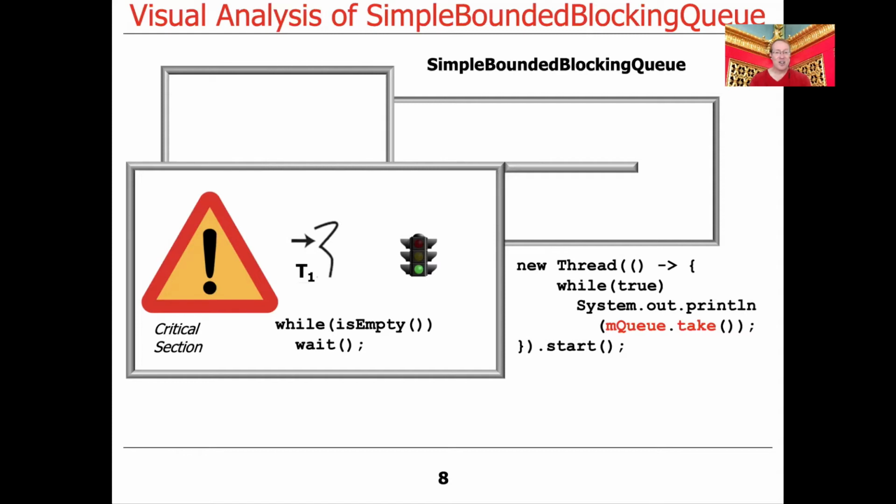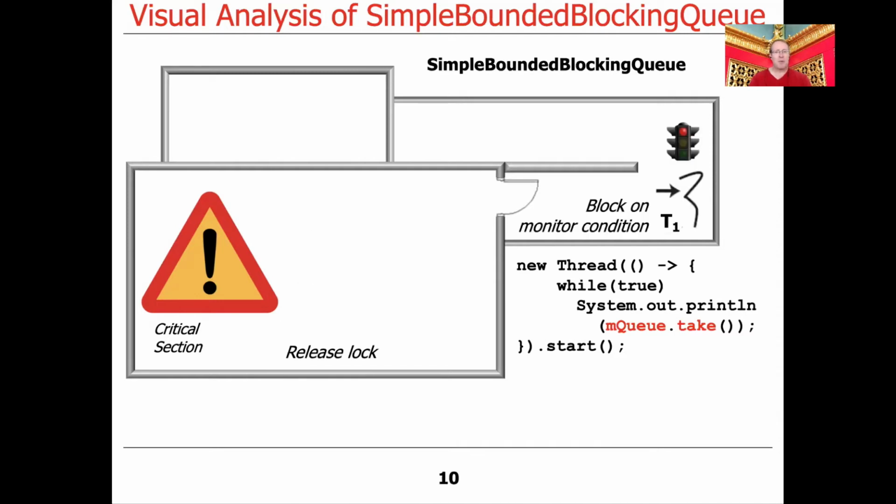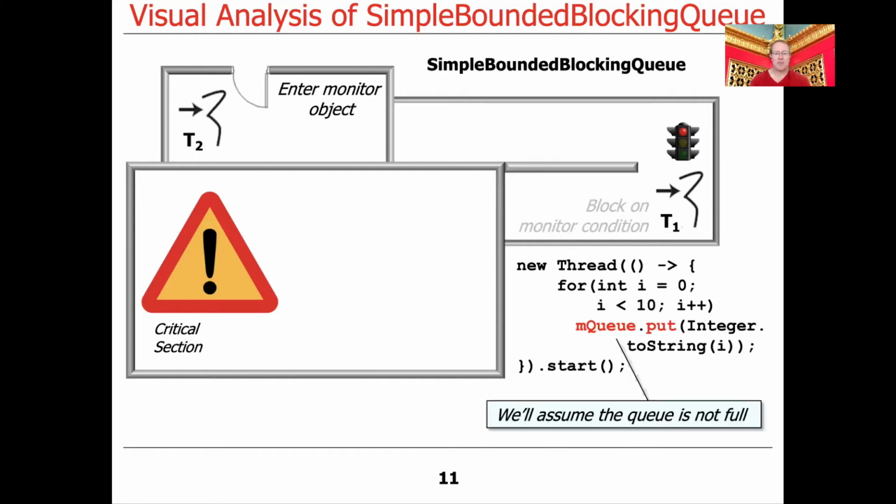So this is the guarded suspension pattern. You shall not pass, that kind of stuff. Remember, when we do this, calling the wait method will atomically release the monitor lock and put the calling thread to sleep until it's notified. What happens there from an implementation point of view is that thread, in this case thread T1, will be parked on the one and only monitor condition for the monitor object, and the lock is released.